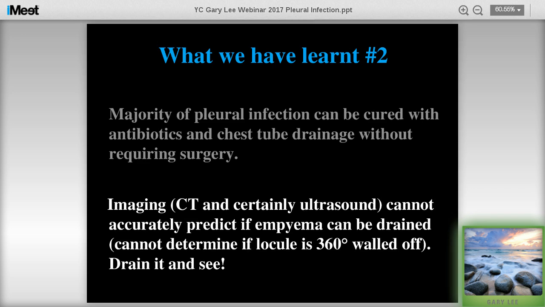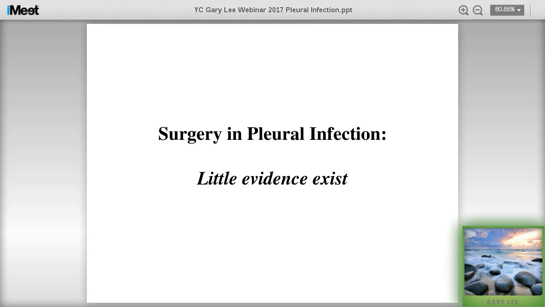So it's quite important to realize that although modern-day imaging like CT scan and ultrasound can show you a lot of loculation and septations, do remember that they are not exactly three-dimensional pictures that you are seeing, and it doesn't actually tell you that the empyema is necessarily 360 degrees walled off. The only way to know whether the fluid can be drained adequately by chest tube is to drain it and see.